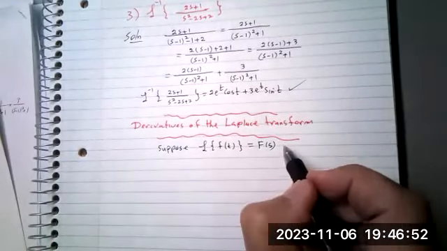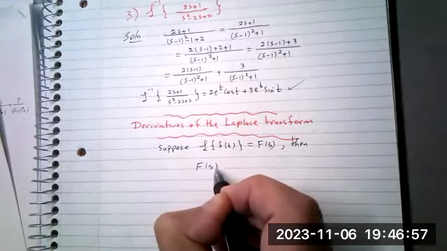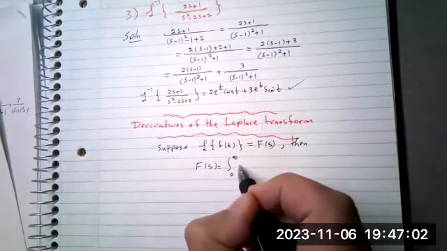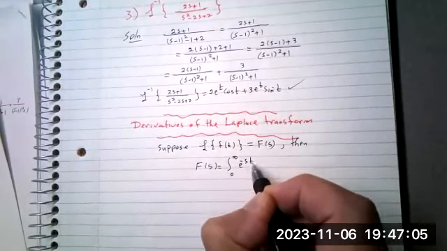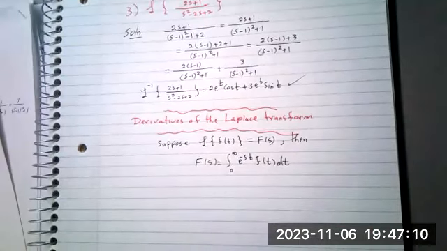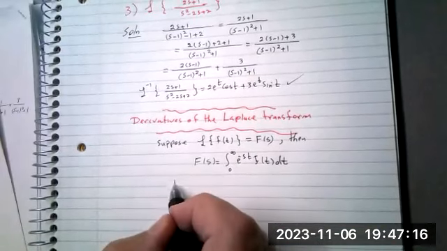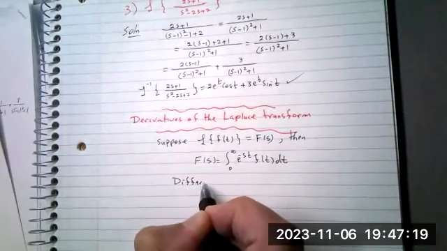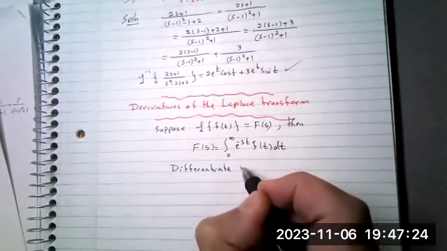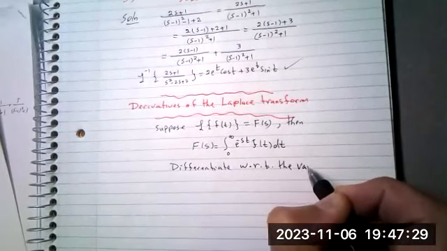If this is going to be the case, then the function F of s is the integral from 0 to infinity of e to the negative st f of t dt. If you want to differentiate it, you have to differentiate with respect to the s. So differentiate both sides with respect to the variable, of course, the variable s.